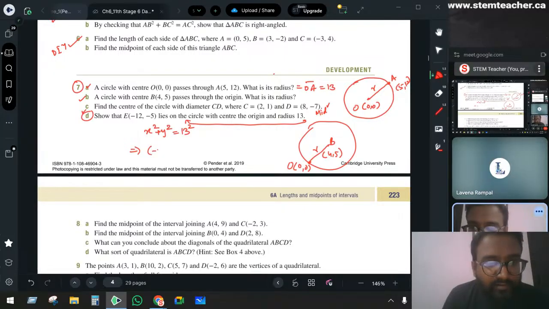It means it should satisfy this condition. It's minus 12 squared plus minus 5 squared, which is equal to 196, and both are the same. 196 is equal to 196. That is the case.